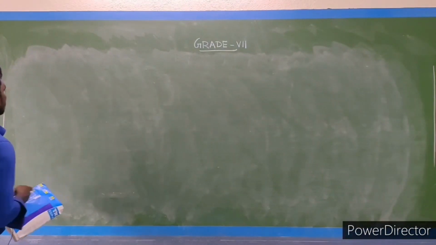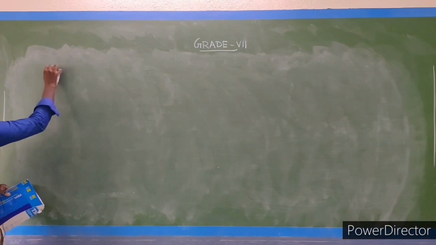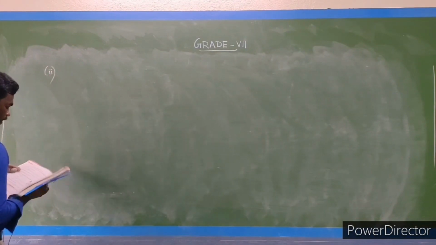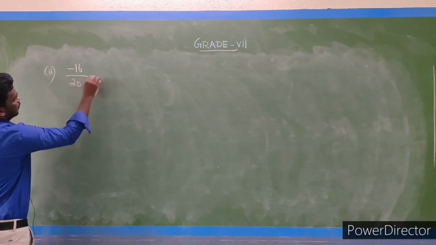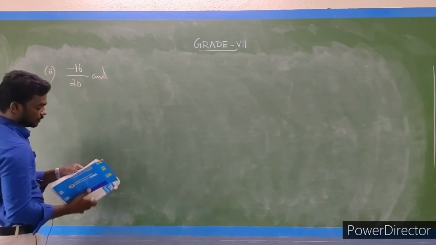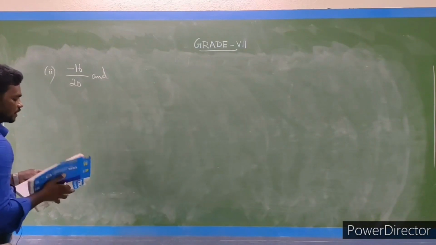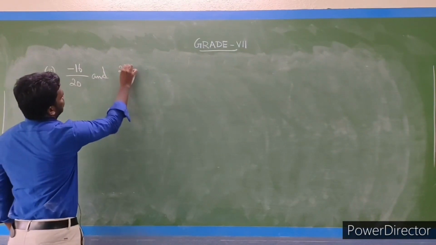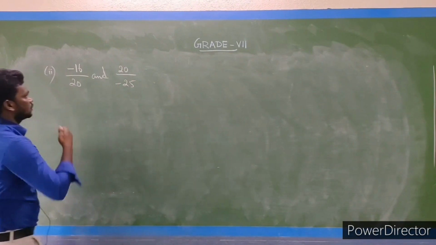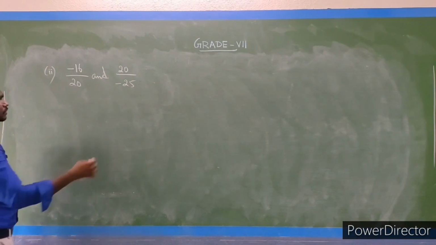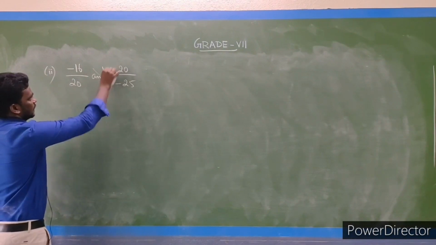What is our second problem? The second problem is minus 16 by 20, and the next one is 20 divided by minus 25. So we have to check whether these two rational numbers are the same or not. How to check? We can cross multiply these numbers.